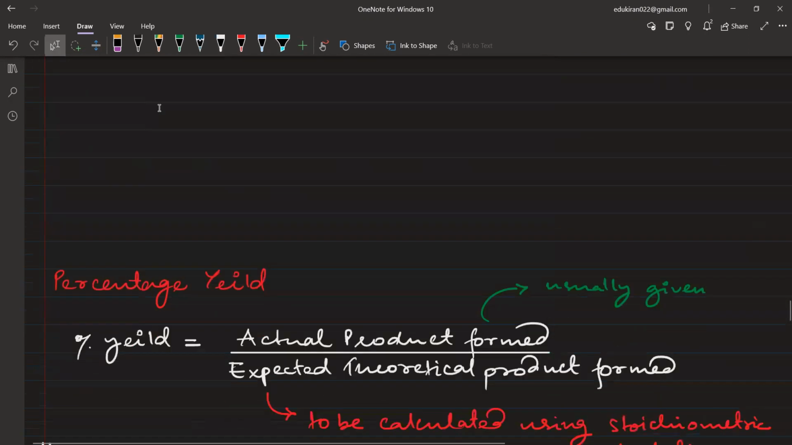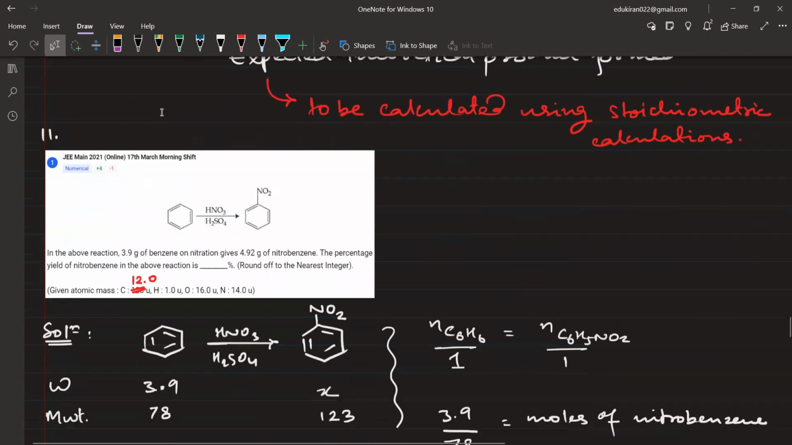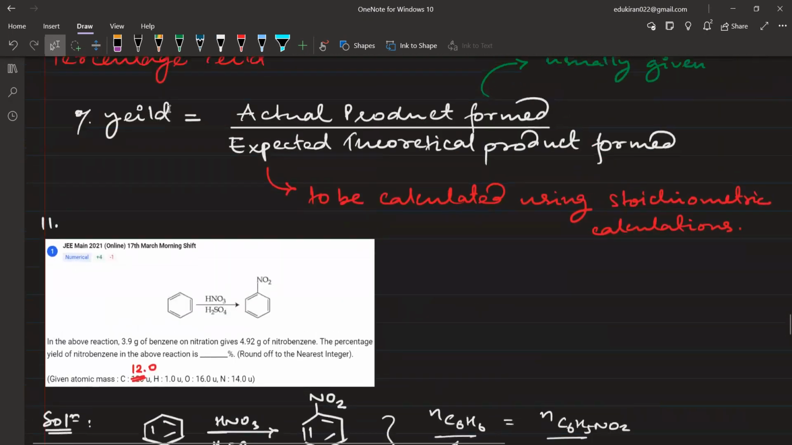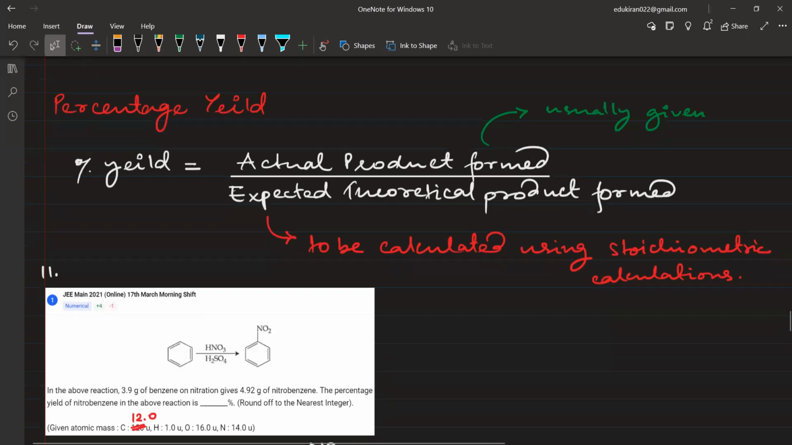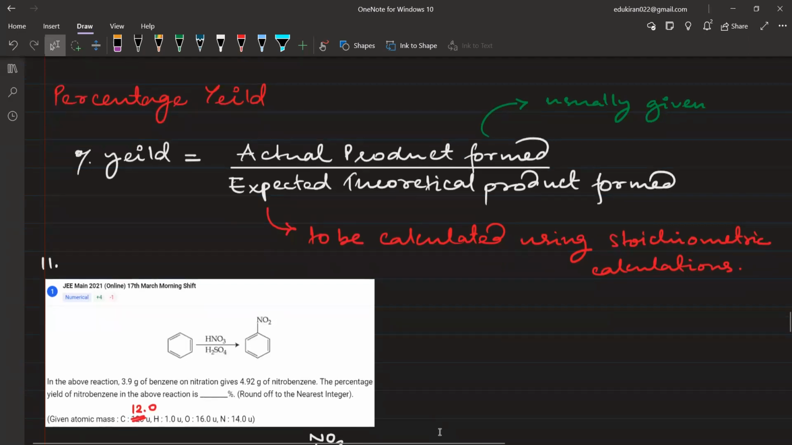एक सेकंड, पहले कुछ टॉपिक्स रह जाएंगे फिर. चलिए कुछ टॉपिक्स ही कवर कर लेते हैं पहले, है ना. एक टॉपिक है परसेंटेज यील्ड. व्हाट इज परसेंटेज यील्ड? परसेंटेज यील्ड क्या होता है? दैट इज द एक्चुअल प्रोडक्ट फॉर्म डिवाइडेड बाय द एक्सपेक्टेड थ्योरेटिकल प्रोडक्ट फॉर्म.